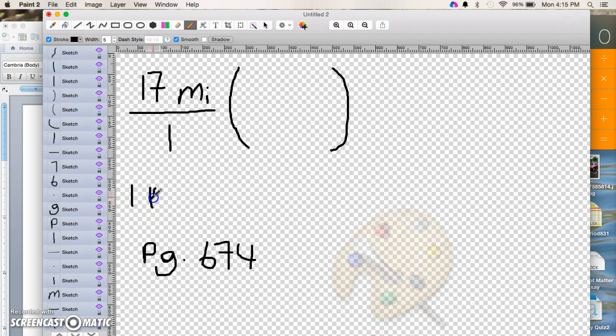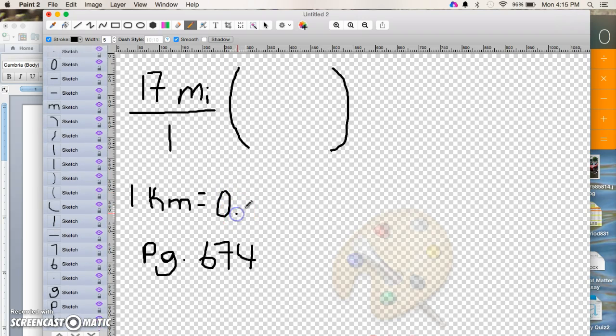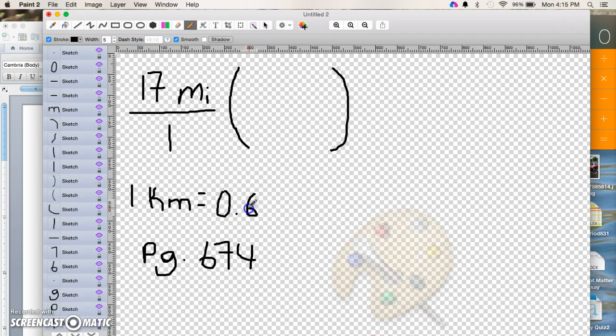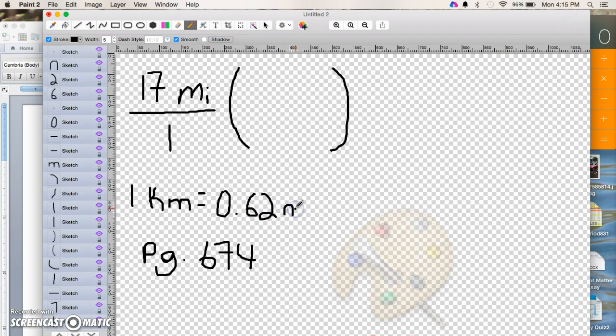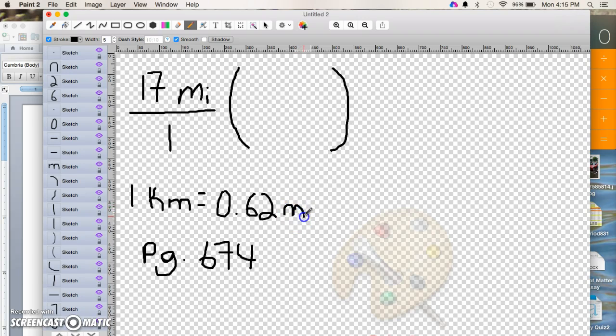1 km is equal to 0.62 miles. You should have plenty of time to write this down. So you've got 1 kilometer equals 0.62 miles.